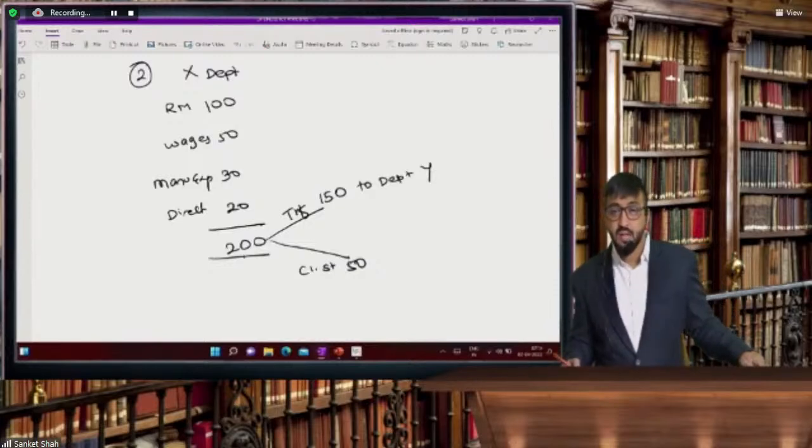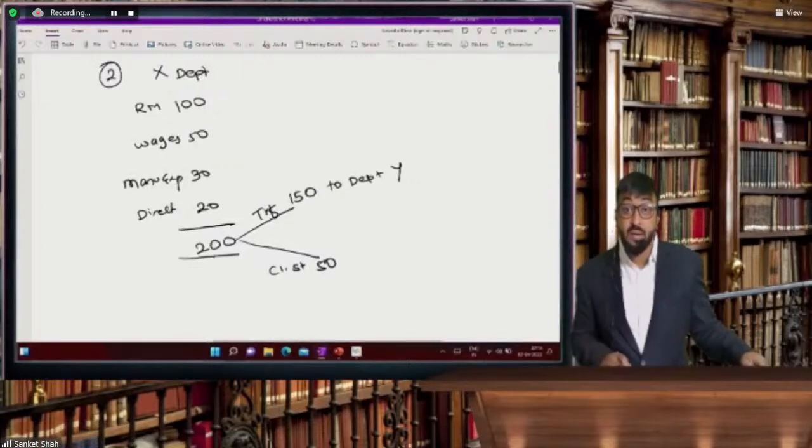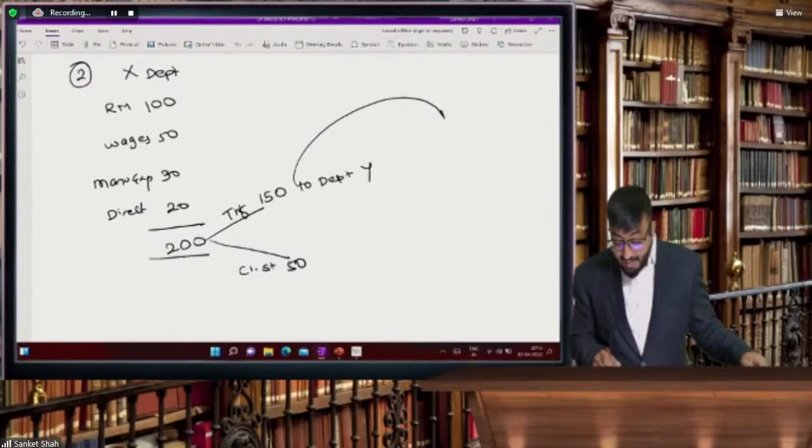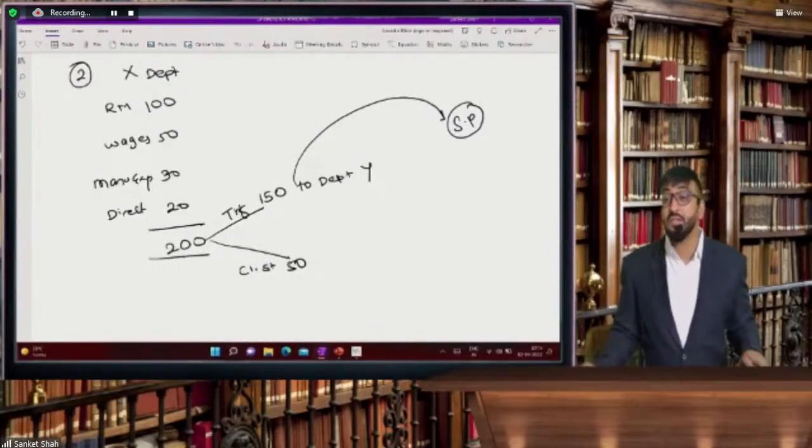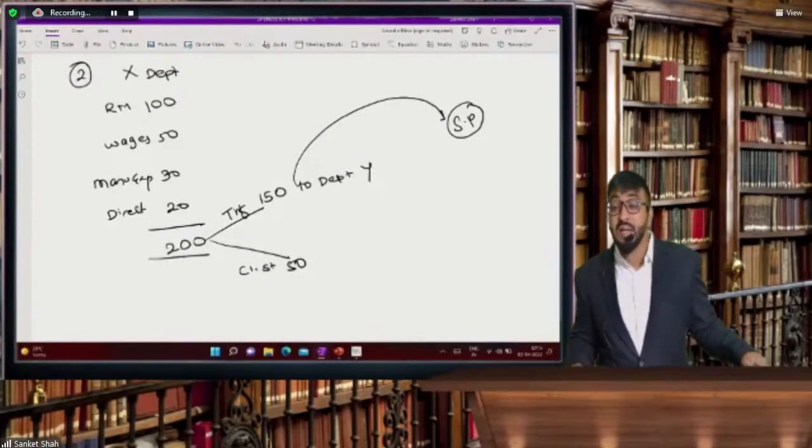Sir, if they transfer it at 150 rupees, there is no problem. The problem is when they transfer these goods at selling price. If they transfer these goods at selling price, then it will be a problem.